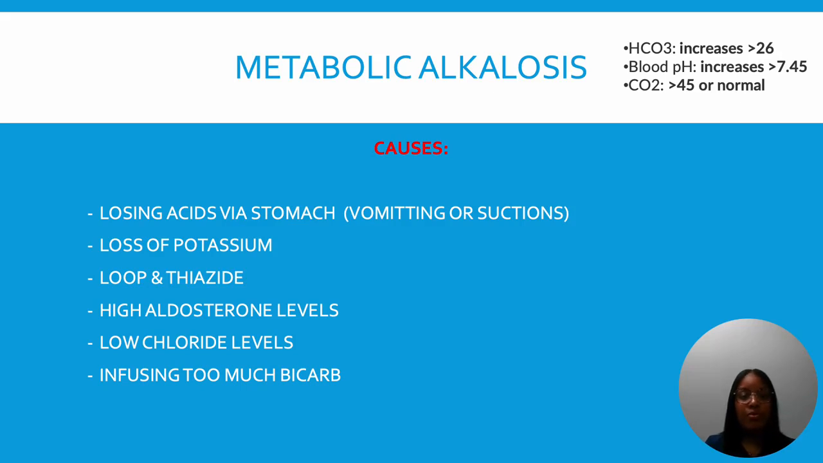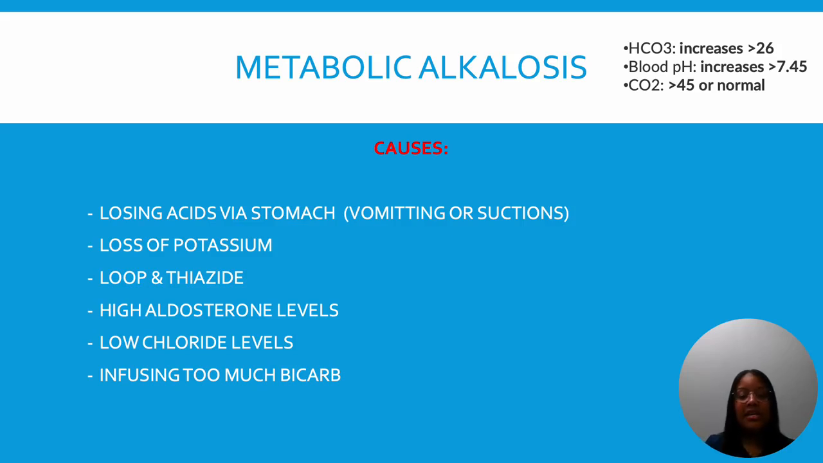If your patient is on loop and thiazide diuretics, this can cause the kidney to waste hydrogen ions and chloride through the urine, which in return increases the bicarb, so your patient may need to be on a different type of diuretic. Also, high aldosterone levels can cause metabolic alkalosis because aldosterone makes the kidney hold on to sodium and get rid of potassium and hydrogen ions. So when you're losing too many hydrogen ions, this makes the blood more alkaline. And also your chloride levels as well.